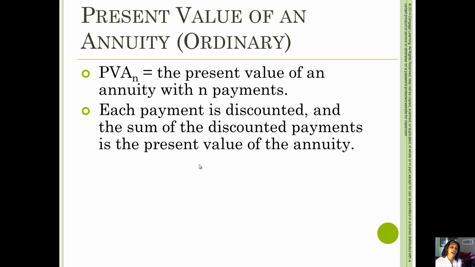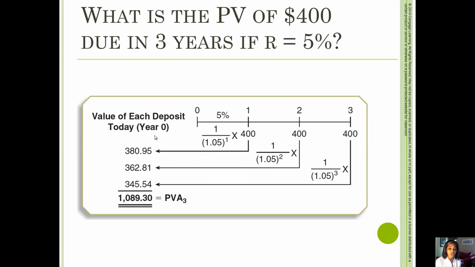So now if we wanted to calculate the present value of an ordinary annuity, we'll take a look at that now, in that we're discounting each of those annuity payments. So here's that annuity of $400 a year for 3 years at 5%, but now we're calculating the present value. So all we're doing here is just calculating the present value using the equation for each of those cash flows and then summing up those results.